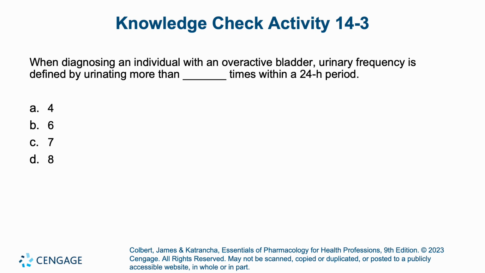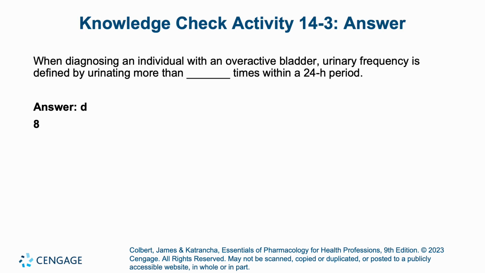Knowledge check. When diagnosing an individual with an overactive bladder, urinary frequency is defined by urinating more than blank times within a 24-hour period. A, 4, B, 6, C, 7, D, 8. The answer is D, 8.